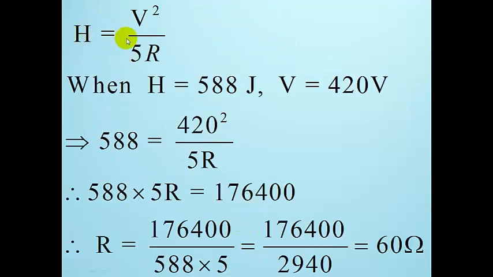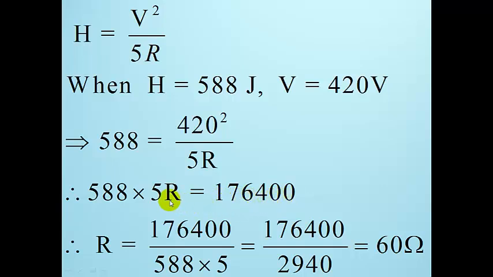Now, if H is equal to V square over 5R, when the heat is equal to 588 and the voltage is equal to 420, how do we find the resistance? It's a matter of substitution. Wherever we see H, we substitute it by 588, and wherever we see V, we substitute it by 420. And so by substitution, we have 588 equals 420 square divided by 5R. Now we cross multiply. So 588 times 5R on the left hand side is equal to 420 square, which will be equal to 176400.